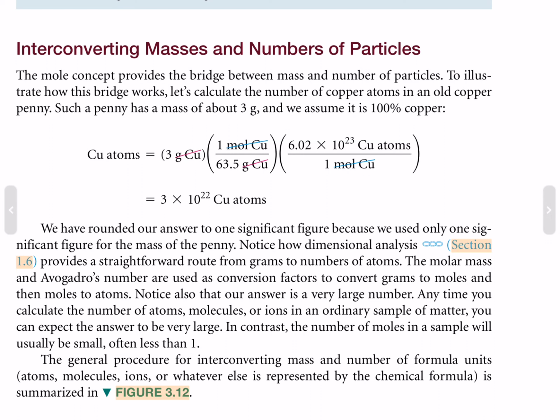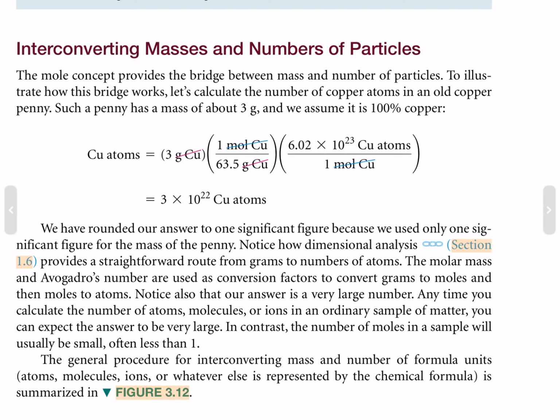We've rounded our answer to one significant figure because we used only one significant figure for the mass of the penny. Notice how dimensional analysis provides a straightforward route from grams to numbers of atoms. The molar mass and Avogadro's number are used as conversion factors to convert grams to moles and then moles to atoms. Notice also that our answer is a very large number. Anytime you calculate the number of atoms, molecules, or ions in an ordinary sample of matter, you can expect the answer to be very large.